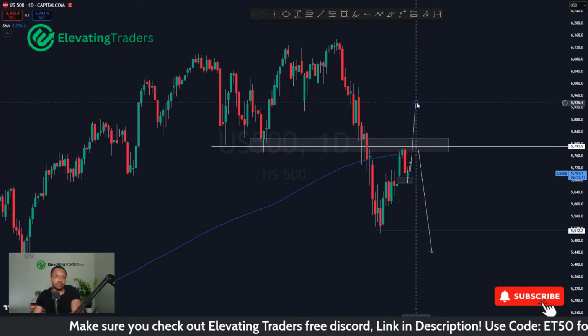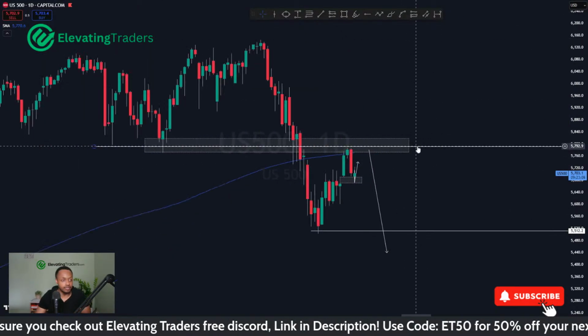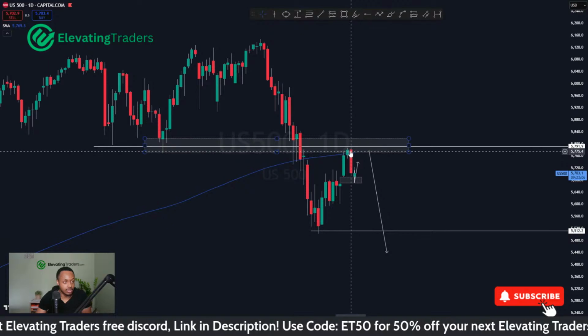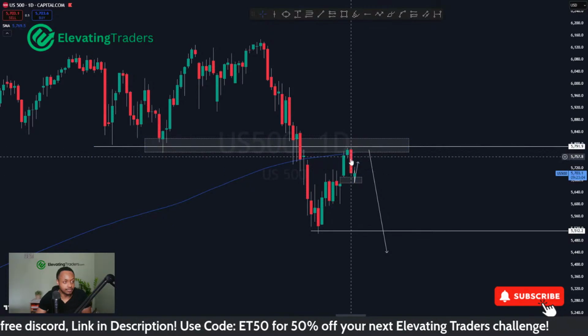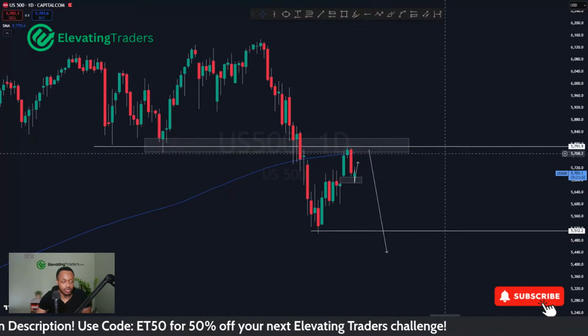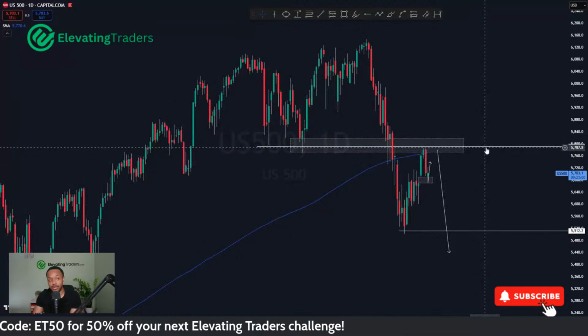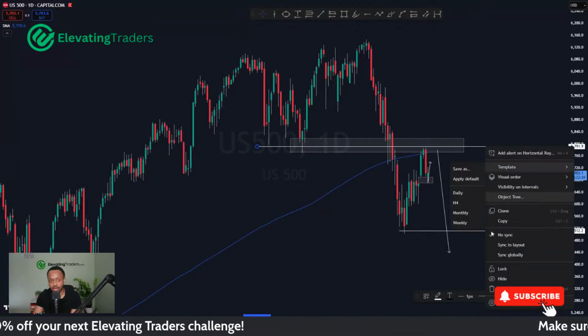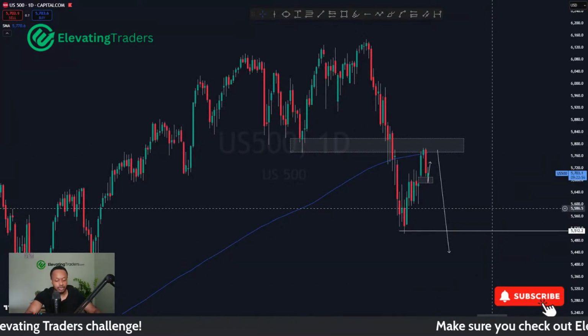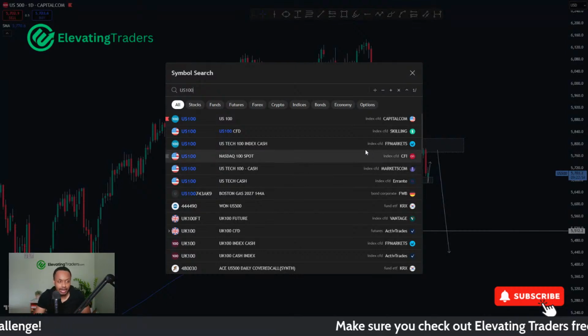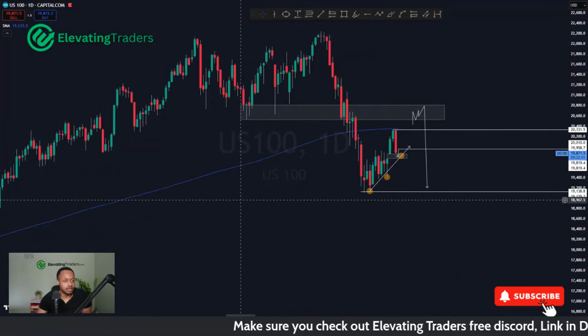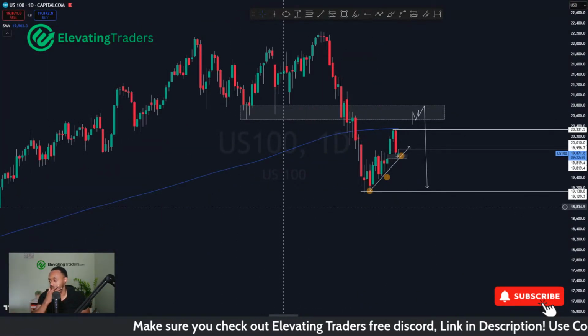We have to break above that resistance, which so far we failed to do that miserably yesterday with that bearish candle. So yeah, things are looking pretty bearish for S&P as a whole. Of course, we did see that happen as well with NAS, just not at the level. So I'd watch out for that.